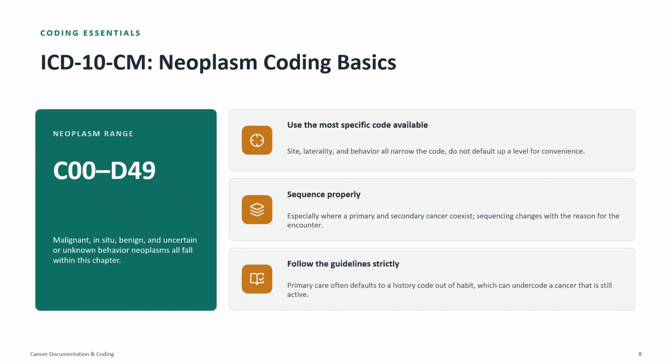And from a coding standpoint, neoplasms fall within ICD-10-CM C00 through D49. The expectation is to use the most specific code available every time. Sequencing matters, especially when primary and secondary cancer coexist. And primary care often defaults to a history code out of habit. That's what I'm referring to when we say history of for an active condition. That can undercode a cancer that's genuinely still active. So let's keep that default in check.